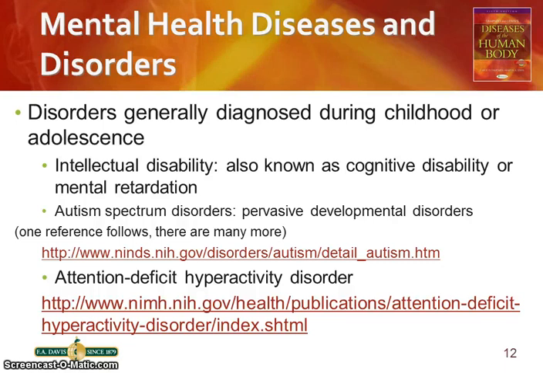There are some disorders that are generally diagnosed during childhood or adolescence. Intellectual disability, which is also known as cognitive disability or has been called mental retardation. There are many aspects of this. The autism spectrum disorders are, I think, very much in the news and in the public mind these days.